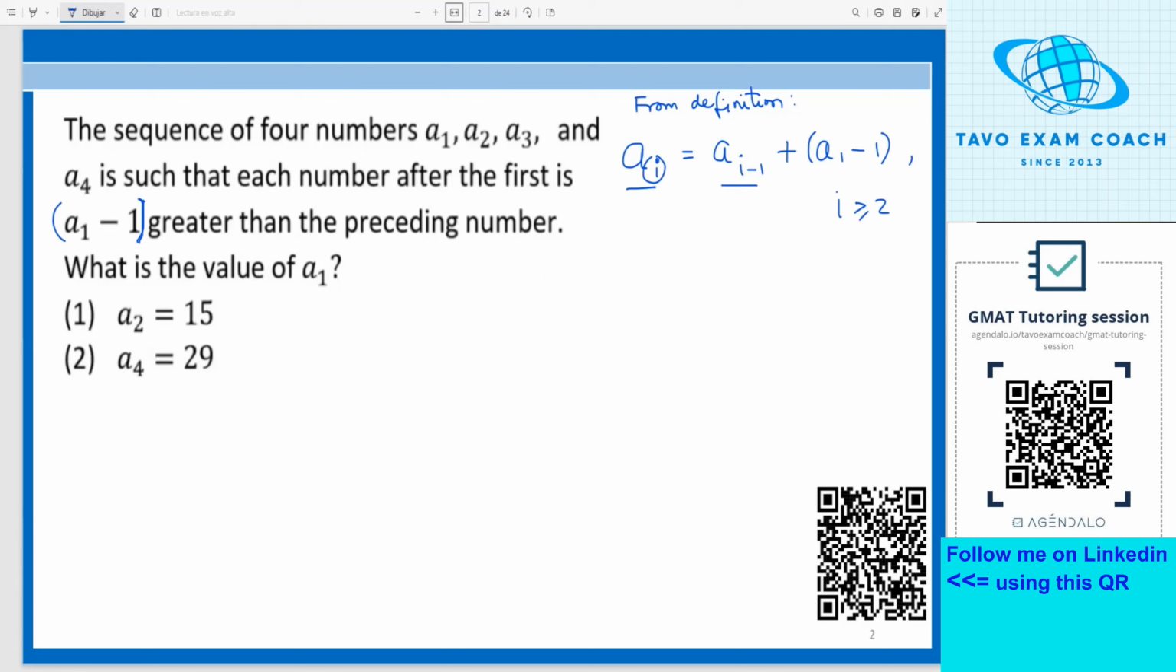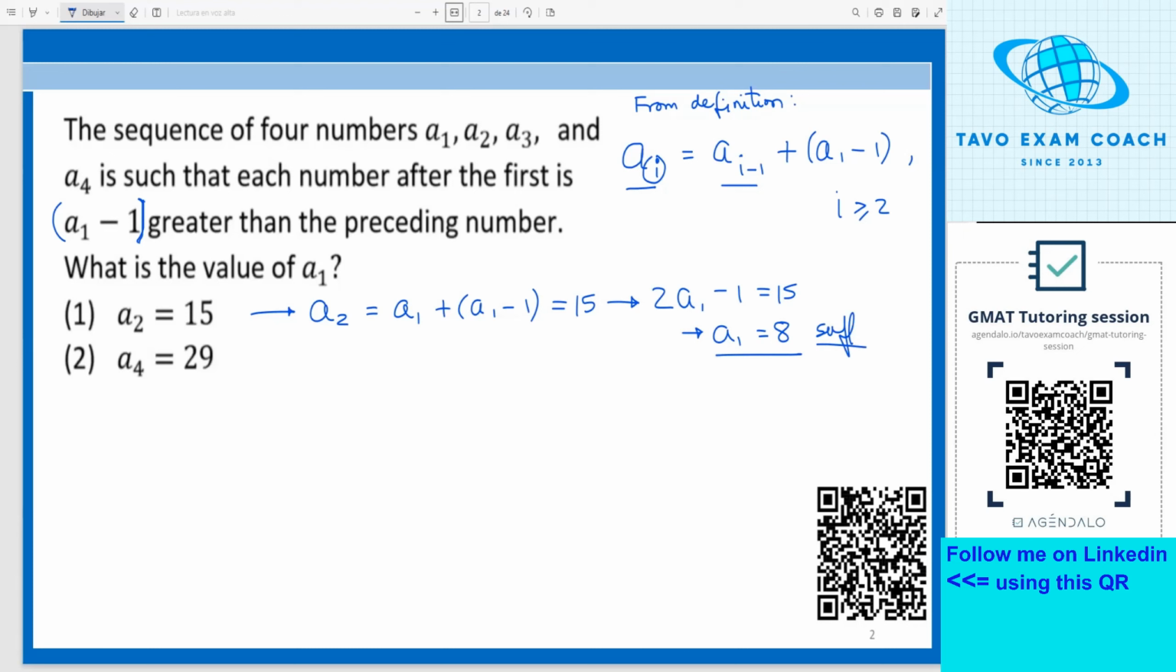So, according to statement 1, A2, the second term, equals 15. If A sub 2 equals 15, according to the definition of this sequence, this second term should be the previous term, A sub 1, plus the difference, A sub 1 minus 1. And since A sub 2 is 15, we have a simple equation with A1 as our variable. From this, we have 2 times A sub 1 minus 1 equals 15. Solving for A sub 1, we have the value of 8. We have an answer to the question, and that answer is actually unique.